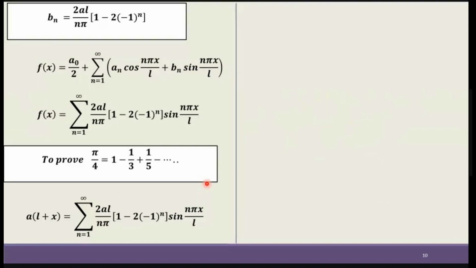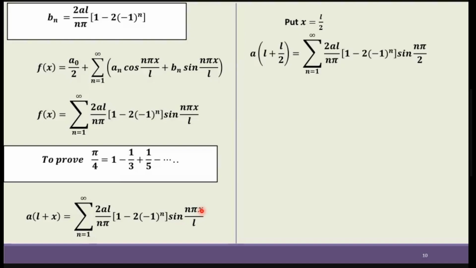Why do we put L by 2? One reason is that L should cancel, and if we write n pi by 2, we know that sine of 1 pi by 2 is 1. Sine of 2 pi by 2 is sine pi, which is 0. Sine of 3 pi by 2 is minus 1. So that is why we will get alternate plus and minus, and also the even multiples of pi by 2 are equal to 0. So we have to put x as L by 2. When x is equal to L by 2, this will reduce to sine n pi by 2.